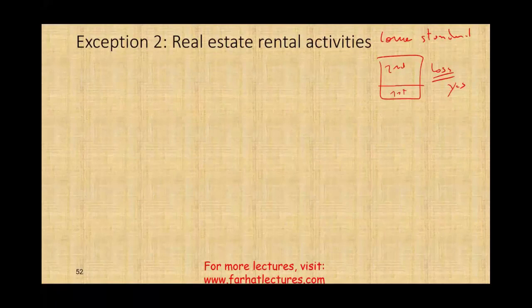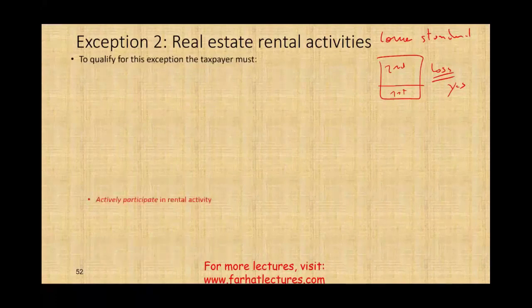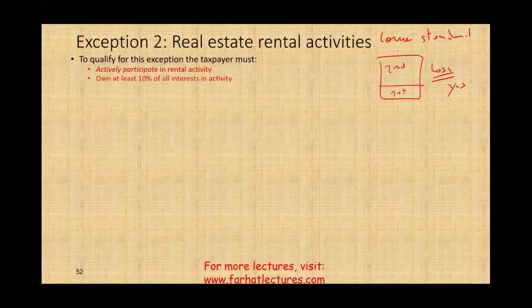So let's take a look at this rule. To qualify for this exception, the taxpayer must actively participate in rental activity, which I did, and own at least 10% of all interest in the activity. I owned the whole property, 100%.